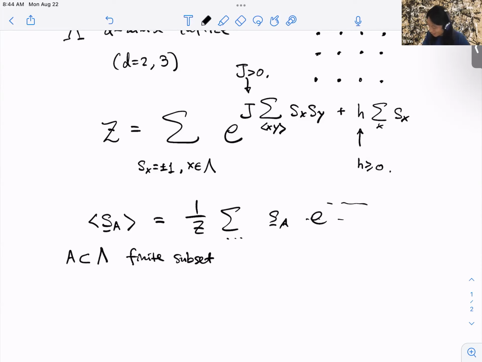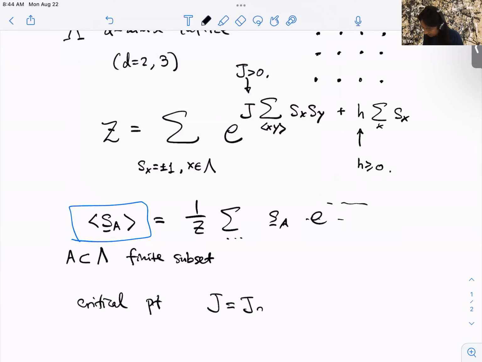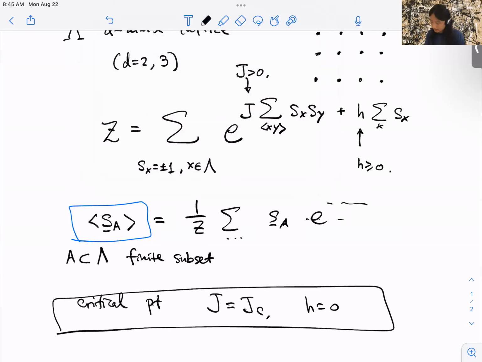All right. So anyway, I'm going to be interested in observables that are these spin expectation values. So have an insertion of a bunch of spins on the lattice, and of course, as is well known, there's going to be a critical point, which is J equals some critical value J_C that's positive, and H equals 0. So near the critical point, we have a quantum field theory here, and that's of course, from the field theorist's point of view, the limit of most interest.